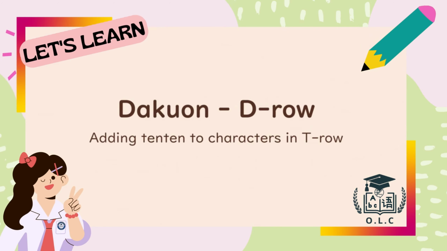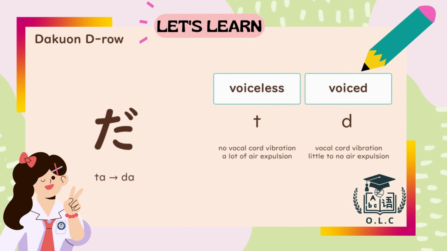Hello and welcome back. In this lesson, we will learn how to add tenten to characters in T row to form voiced D sound. Now, T is a voiceless sound, so we produce this sound without vocal cord vibration, but with a lot of air expulsion. On the other hand, D is a voiced sound, meaning that the sound is produced with vocal cord vibration, but with little to no air expulsion.